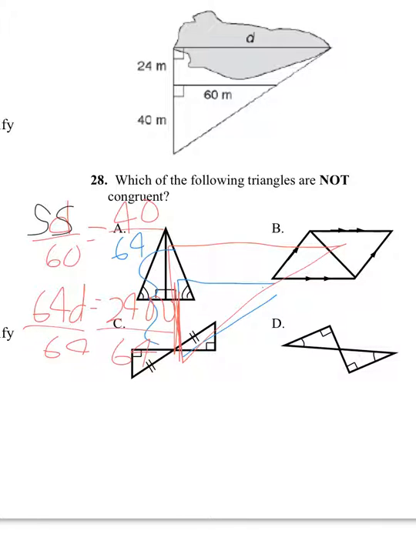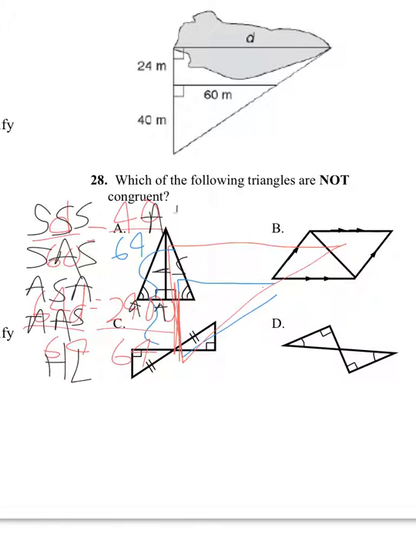So one more time, we have SSS, SAS, ASA, AAS, and HL, because this is congruence, not similarity. Here at A, you have angle matching, and they share a side. That's AAS. That's okay. Although not an answer we're looking for, because we want not congruent.